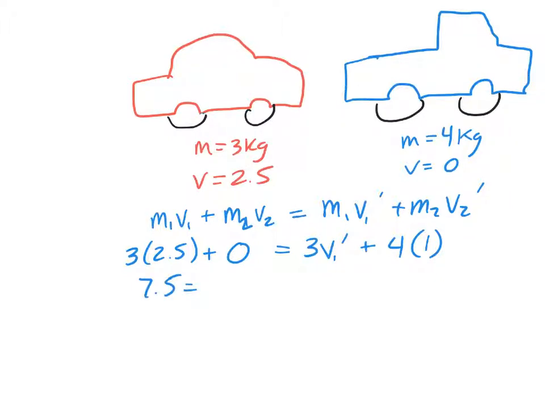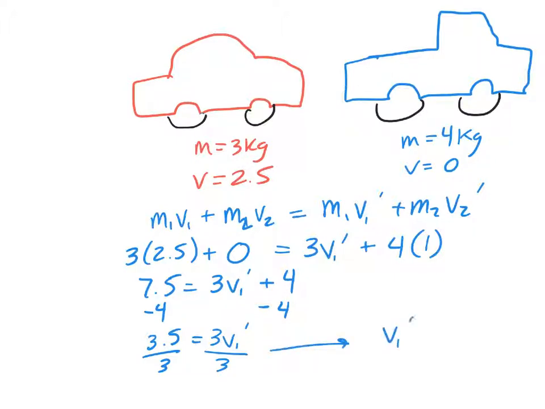So 3 times 2.5 is 7.5, and we end up with 3v1 plus 4. Now we're going to subtract 4 from both sides. So we get 3.5 equals 3v1 afterward. And we're going to divide by 3. And we get a final velocity of 1.17 meters per second. And it's positive, so actually the car is still moving forward.